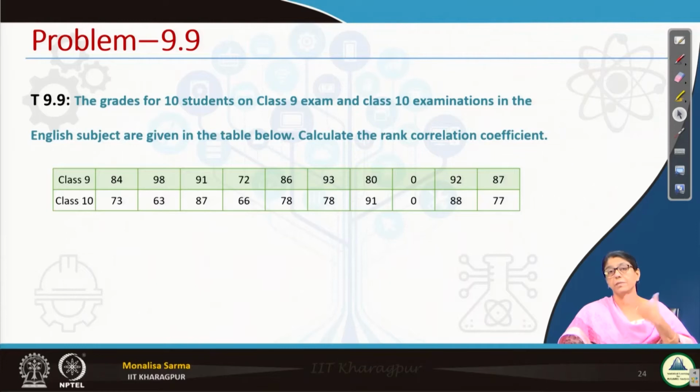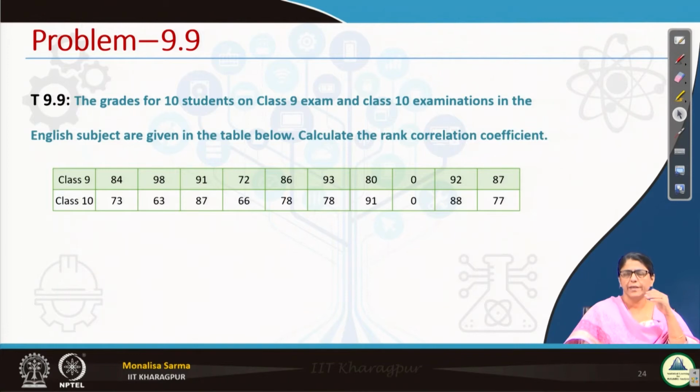Rank correlation means Spearman. Spearman we do rank-wise, right? So different students' marks are given, 10 students' marks for the class 9 exam and for the class 10 exam, the same set of students. So now we'll have to find out the rank correlation coefficient.